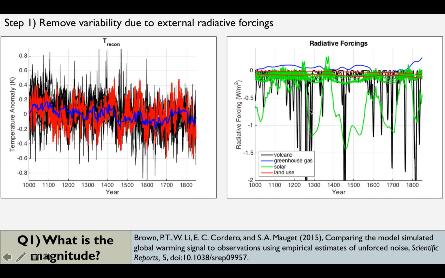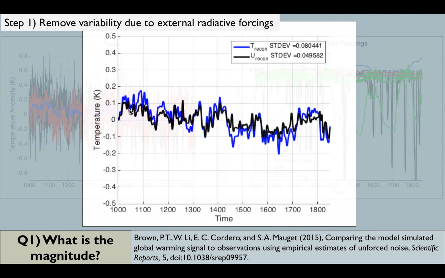So all these things contributed to the variability that you see in the reconstructions, and so that had to be statistically removed, and so we used multiple linear regression to remove that variability that was due to forcings from the reconstructions. And here's just an example of that, where the blue line is the original reconstruction of surface temperature, and then the black line is what's left after you statistically remove the variability that's due to forcings.